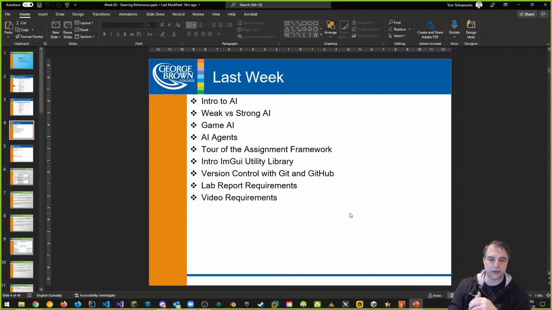We went into detail about version control with Git and GitHub. We also use GitHub Desktop. We introduced that as a way of creating private repositories. One of the tasks you had from last week was to create a master repository, and you would attach every lab to it. Then you'd share that repository with myself and Alex.